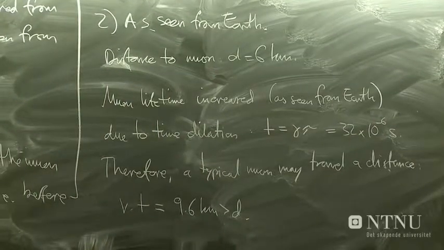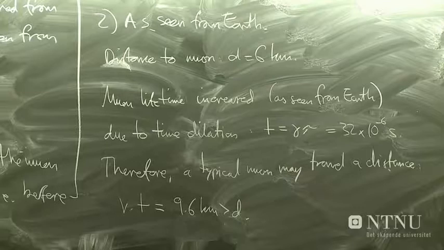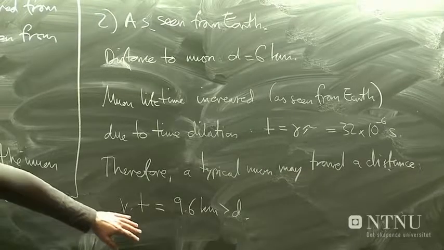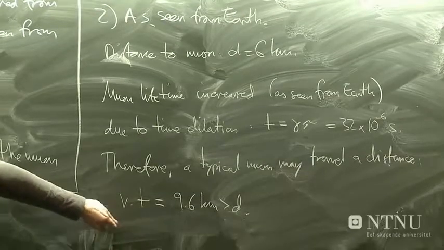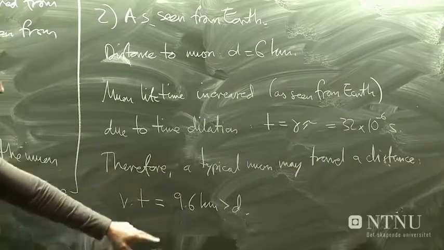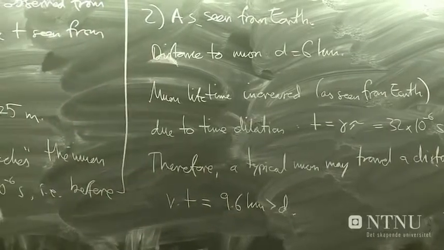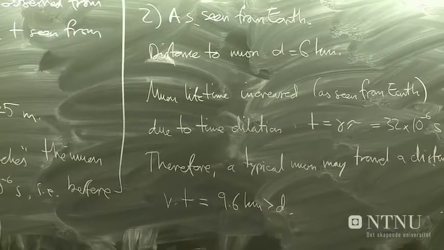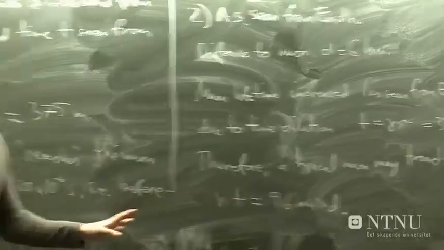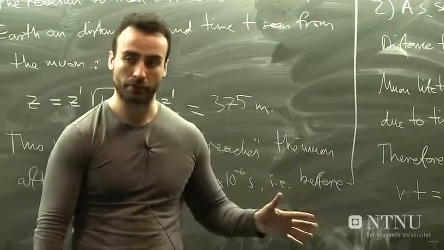So with this new lifetime of the muon, a typical muon may travel a distance equal to the velocity multiplied with this lifetime, which now is equal to 9.6 kilometers, which is greater than d, 6 kilometers. So in effect, most muons should reach the surface of Earth.